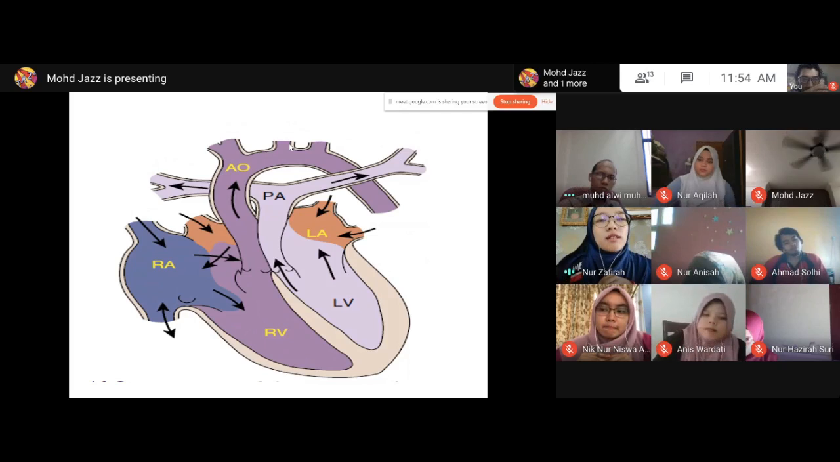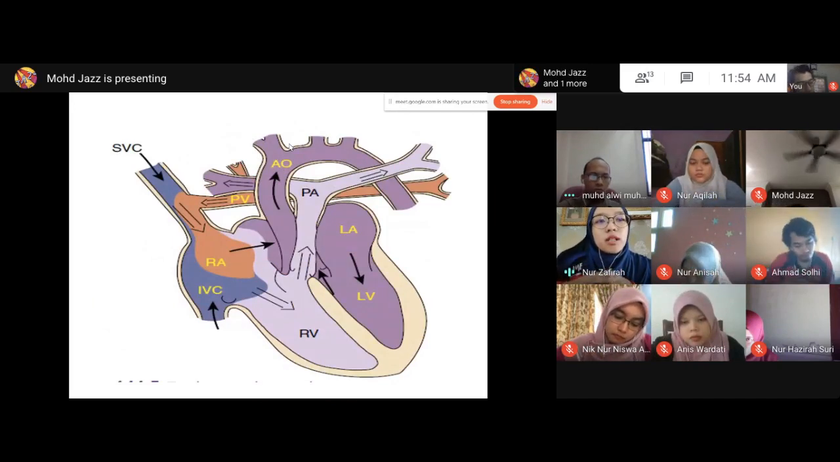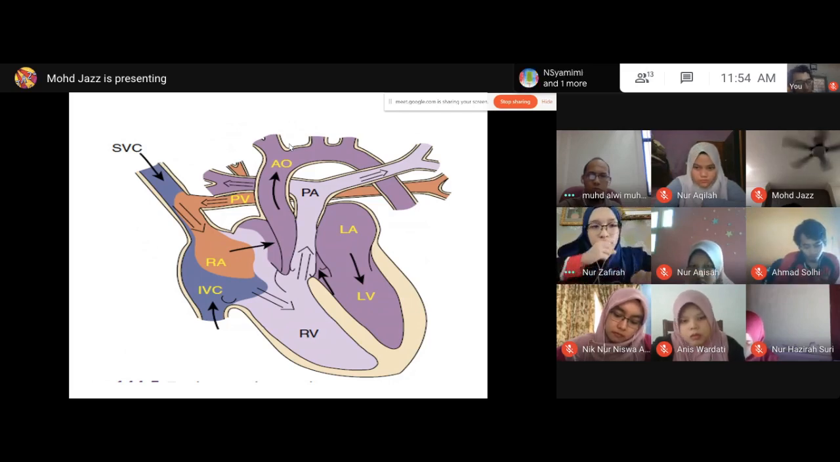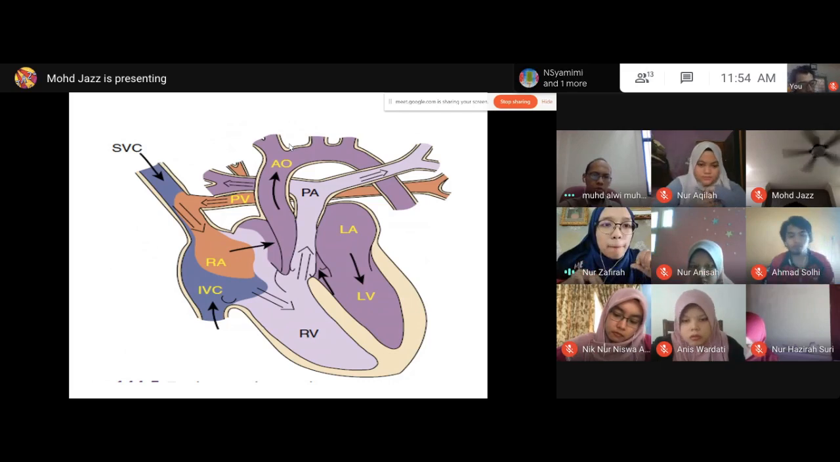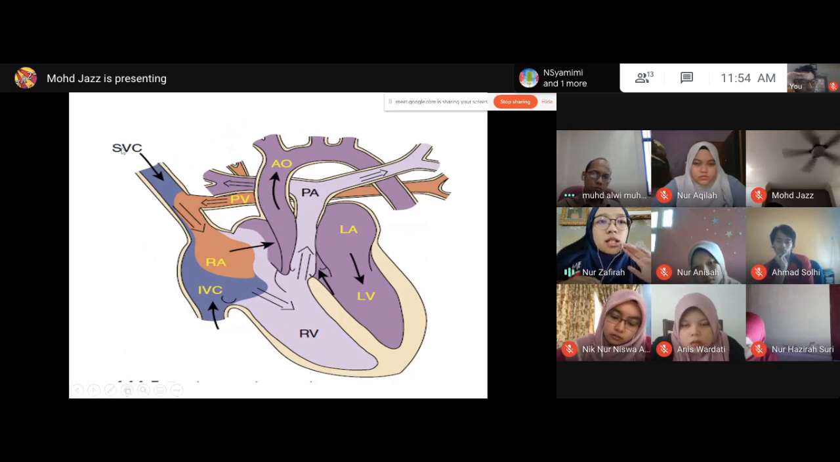So next is total anomalous pulmonary venous return. What is total anomalous pulmonary venous return? You can see from this picture that usually in a normal baby, the pulmonary vein is connected to the left atrium. However, in this patient with total anomalous pulmonary venous return, the pulmonary vein is not connected to the left atrium. It is connected either supracardiac or infracardiac. This picture is about the supracardiac, because the supracardiac is more common compared to infracardiac.